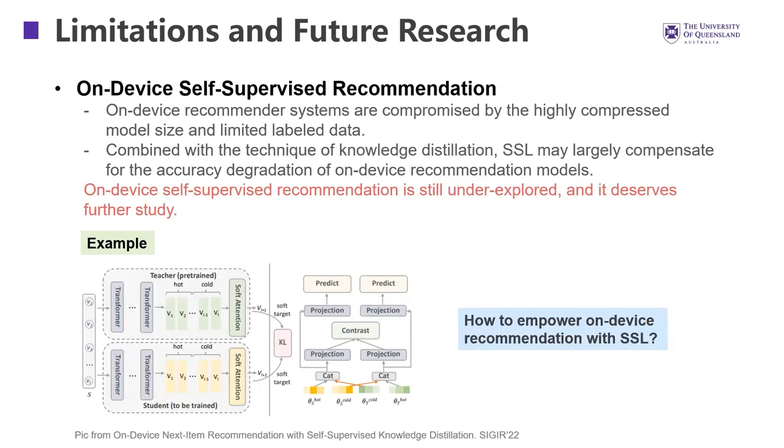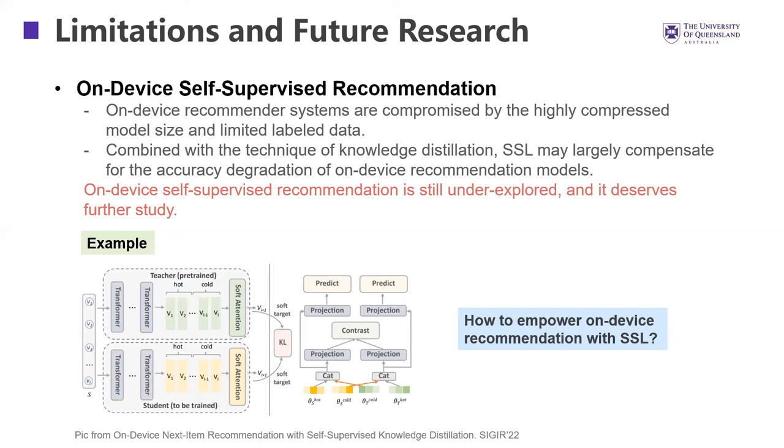And the third future direction, I believe, is on-device self-supervised recommendation. Now on-device machine learning is becoming more and more popular because it has the advantages of low latency and privacy preserving. For recommender systems, these two advantages are very important. Users think their privacy can be protected, and they also want to enjoy low latency services. So there is a trend to move recommender systems on-device, to edge devices such as smartphones.